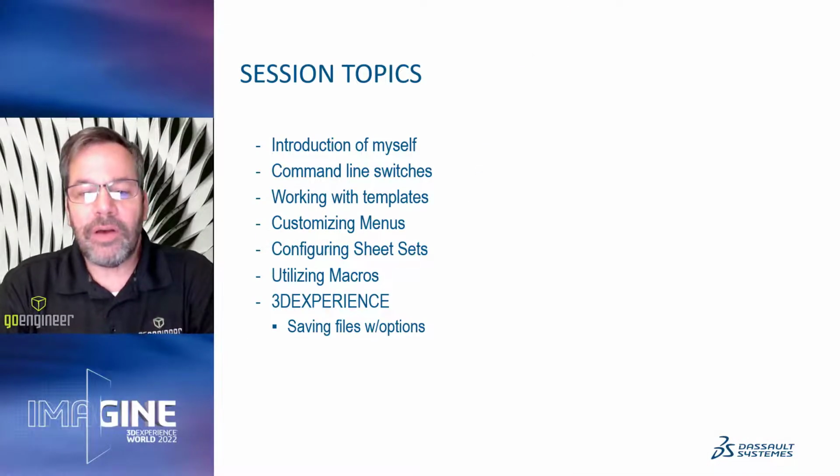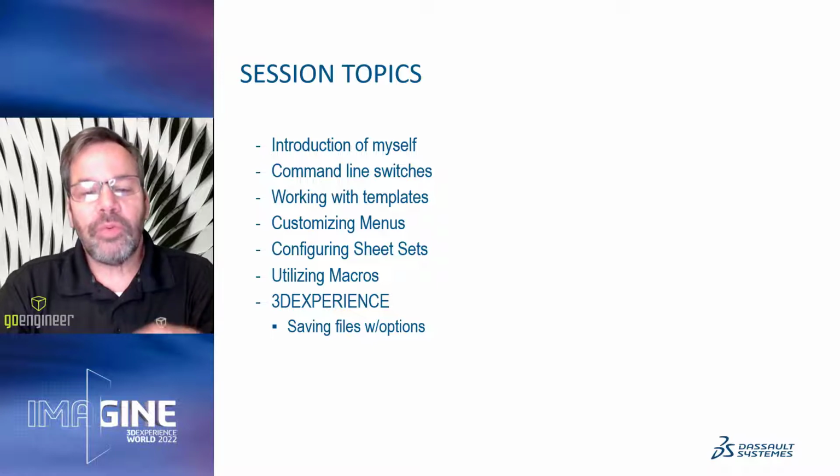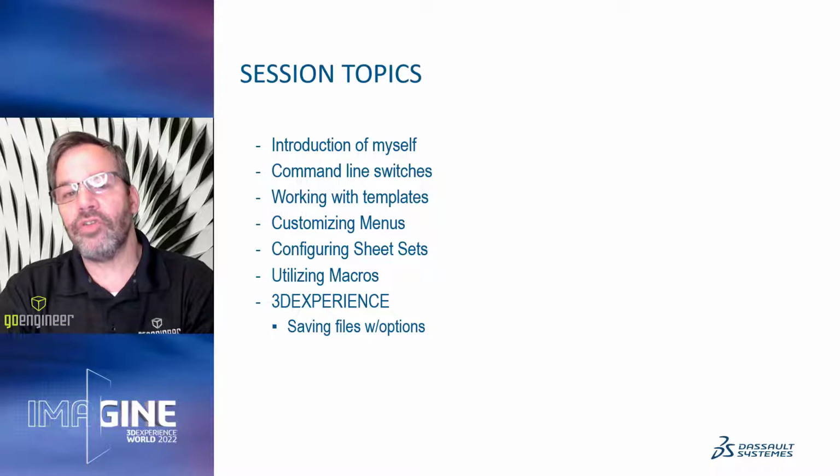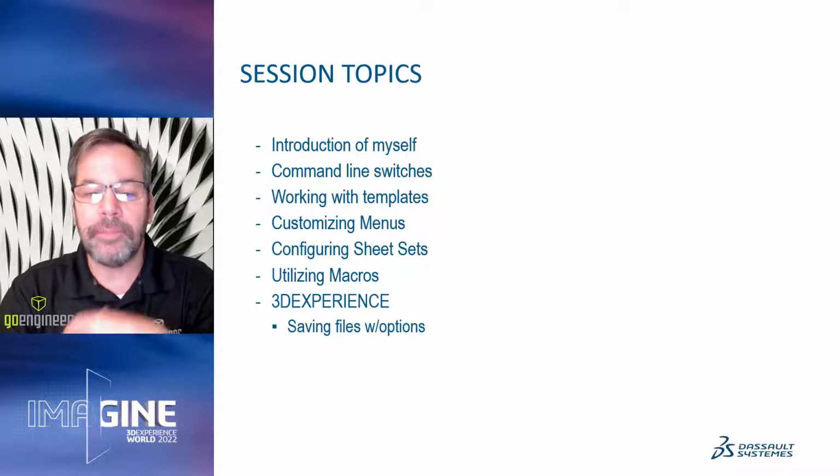What we're going to be talking about in this session is working with command line switches after introducing myself again. After we work with the command line switches, we're going to talk a little bit about drawing templates, and then we'll move over to customizing menus or the user interface for DraftSight, and then we'll talk a little bit about sheet sets. Here's where I'm going to go into some tips, but more specifically, how can we use sheet sets to create better organization within our company. And then we'll talk about utilizing macros.